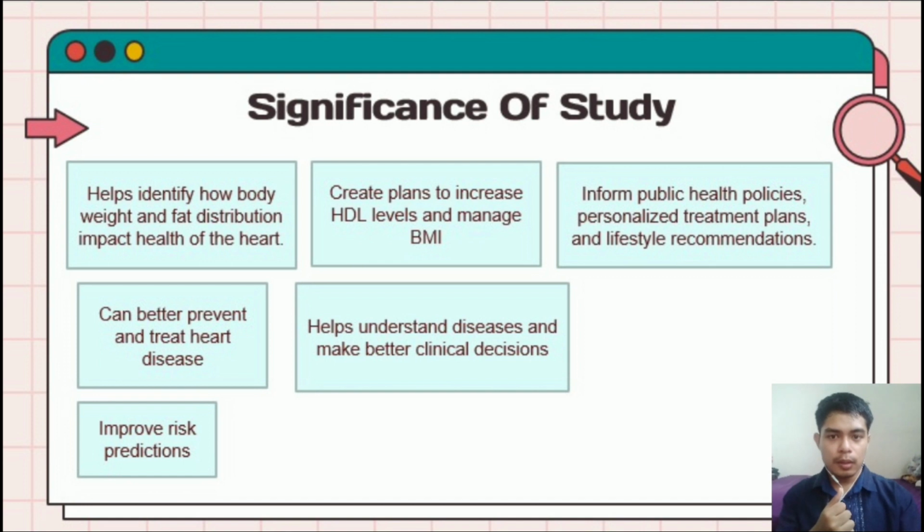Next is the significance of study. So studying the relationship between HDL and BMI is important because it helps to identify how body weight and fat distribution impact the health of the heart. And understanding this relationship can create plans to increase the HDL levels and manage the BMI, thus reducing the risk of cardiovascular disease and metabolic disorder.